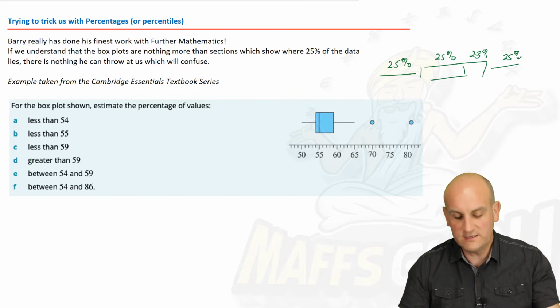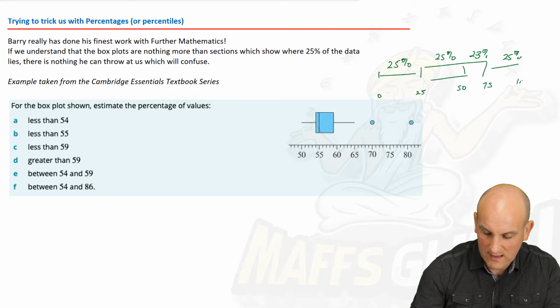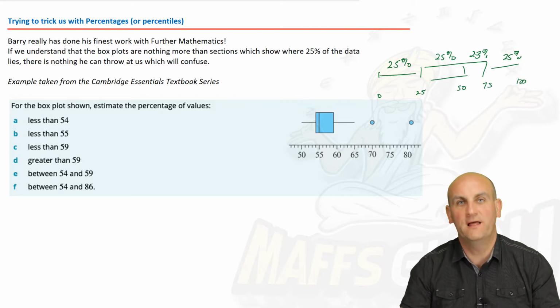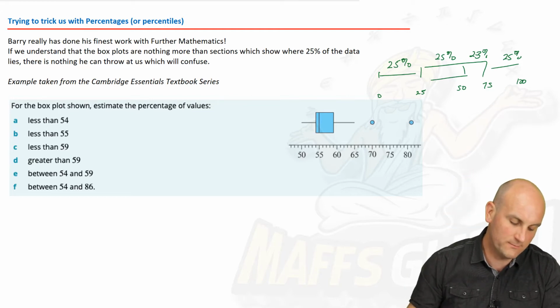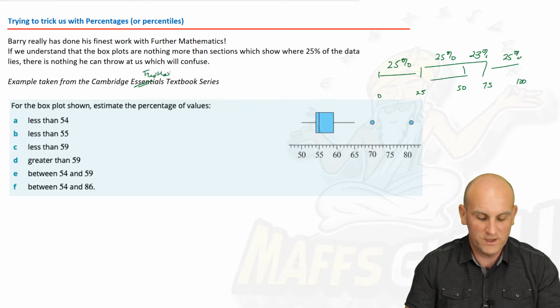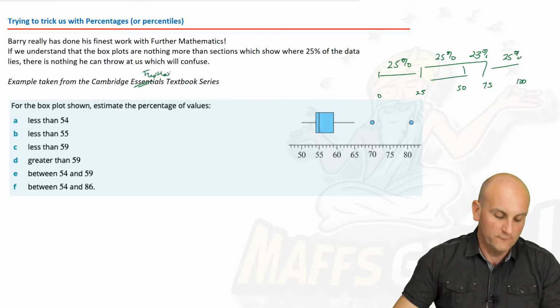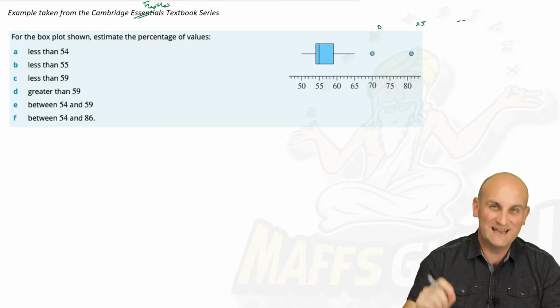Yes? And what you need to realize is this value here is 0, 25, 50, 75, and 100% of my data. And this is where questions throw people. So let's have a look. Another example taken from the Cambridge Further Maths textbook series. For the box plots shown, estimate the percentage value.